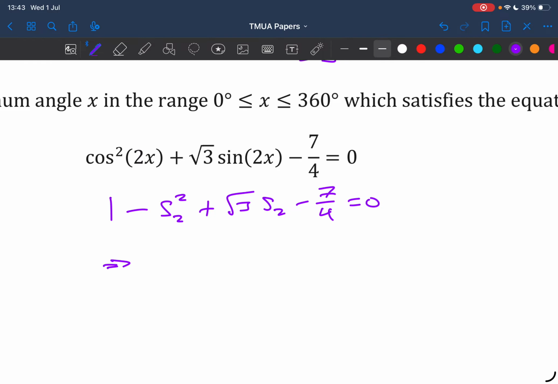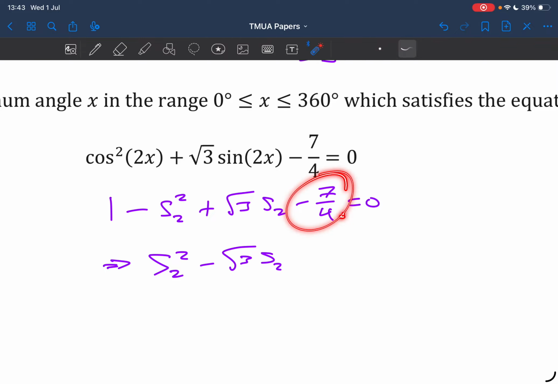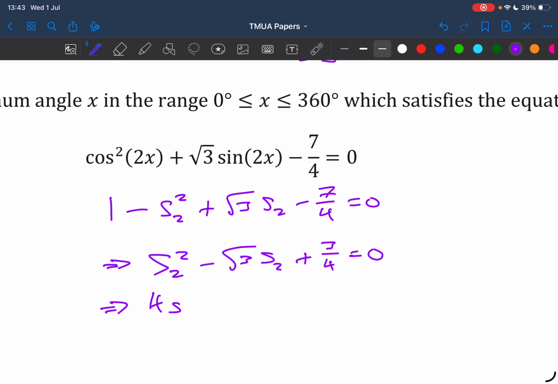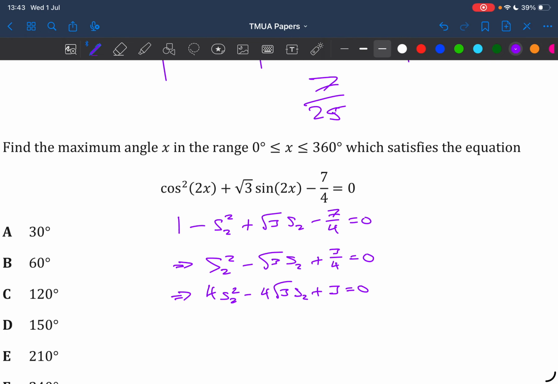Let's take this all to the other side to make the squared one positive. So sine 2x squared, take away root 3 of sine 2x. We'd add this over to get plus 7 on 4. Take away the 1 to be plus 3 on 4. I am then also going to times it by 4 to make it a bit nicer to deal with. So 4 sine squared 2x minus 4 root 3 sine 2x plus 3 equals 0.